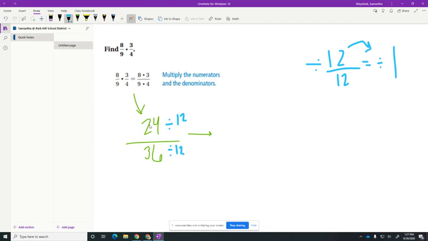So if I divide 24 by 12, I'm going to end up with 2. And if I divide 36 by 12, I'm going to end up with 3. So 24/36 is the same as 2/3.